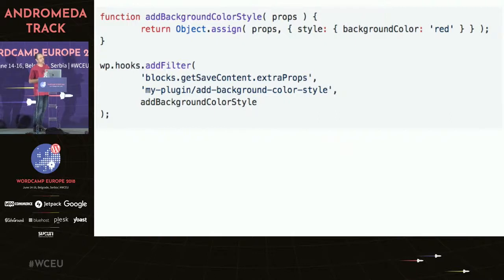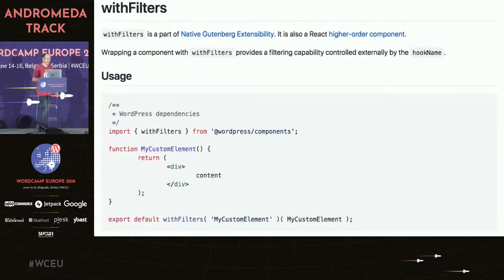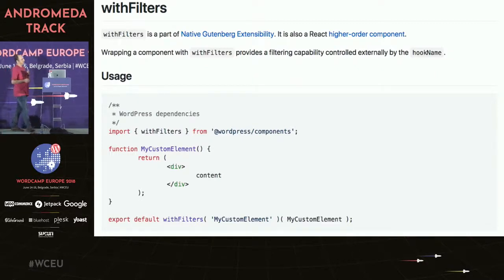So here's an example of using this in Gutenberg. All blocks in Gutenberg are filtered. So what this code does is add a filter to the extra props part of blocks. And if you drop this into your console, you will see that all blocks get a red background color. But you can also use it to filter individual blocks. In Gutenberg, this is implemented as a higher order component called with filters. And you can use this in your own plugins if you want to create something that can be filtered by other plugins, or if you want to hook in somewhere and have something be able to be unhooked.